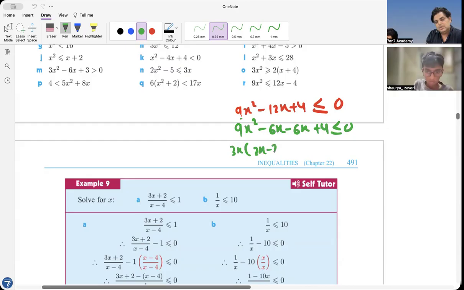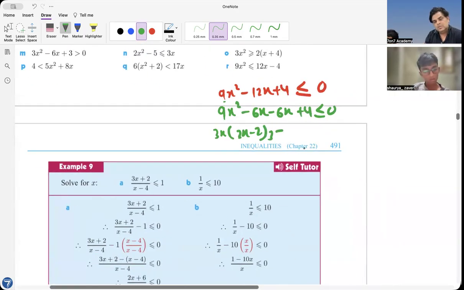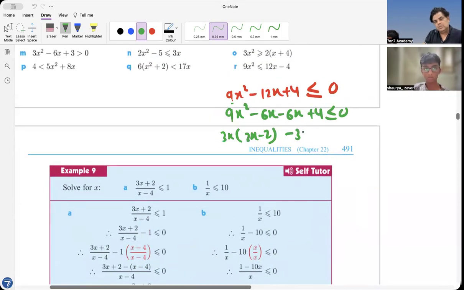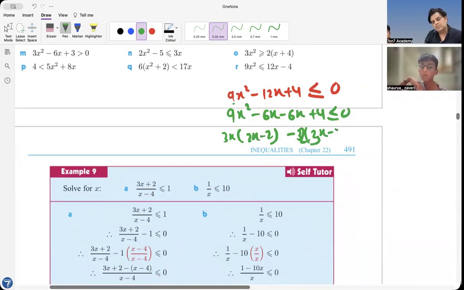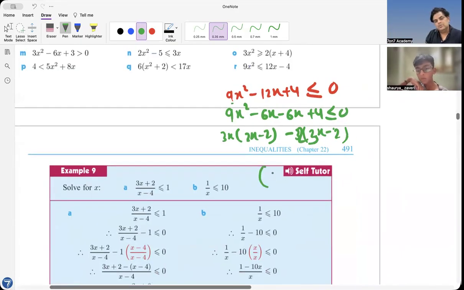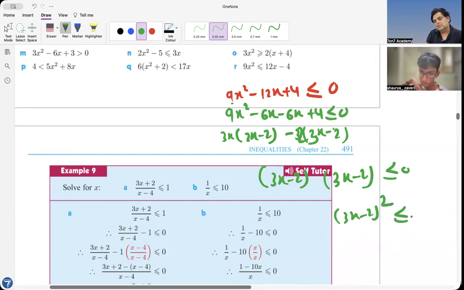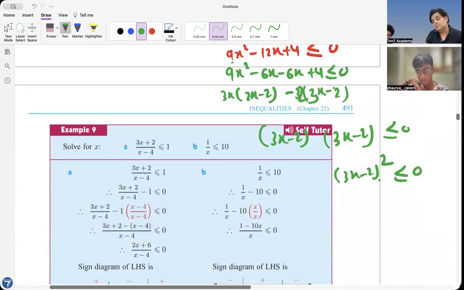So 3x minus 2. I can't take minus 2, I can take common. So 3x minus 2, agree? 3x minus 2 whole square. So this is 3x minus 2 whole square less than or equal to 0. This will never be negative. This will be maximum 0, because it's a square.